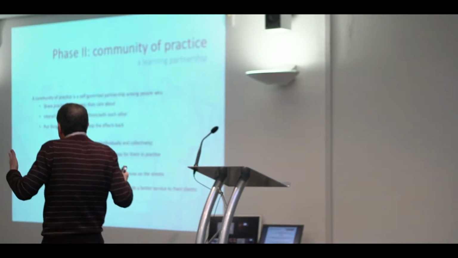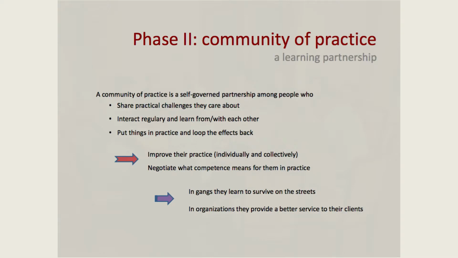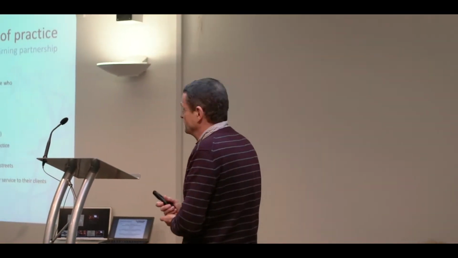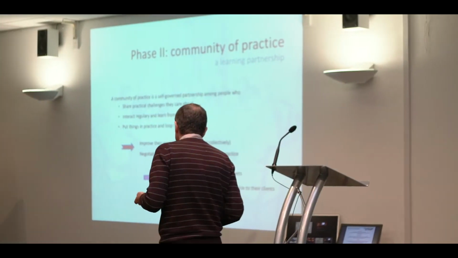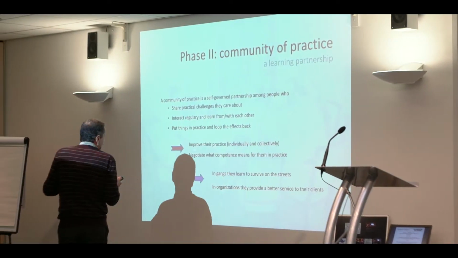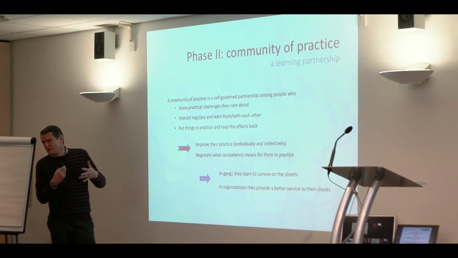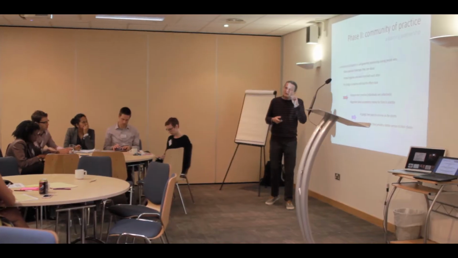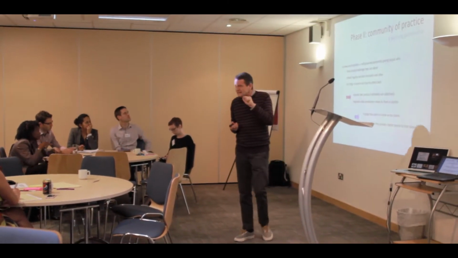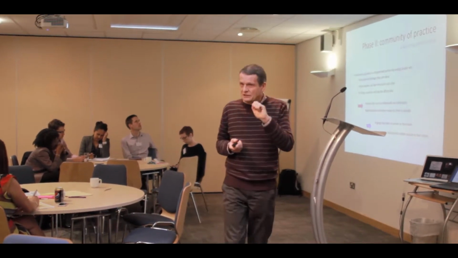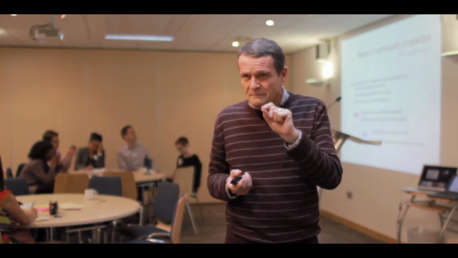So here, a quick definition of community of practice in this context. It's a self-governed learning partnership among people who share some kind of challenge of practice, interact on some regular basis, and help each other improve their ability to address their challenge. There are two implications of that. They improve their practice, individually and collectively, and they define what competence means in that context. I think that's really important to see: the community defines what competent behavior means in that context.